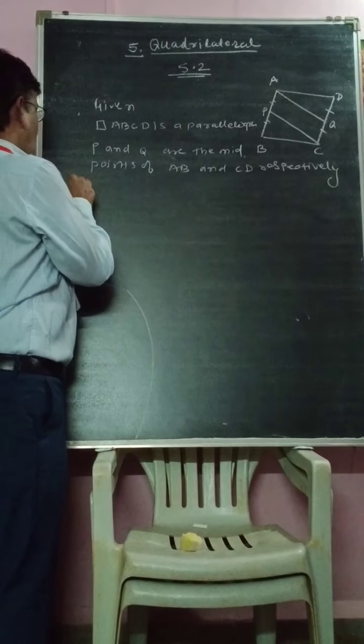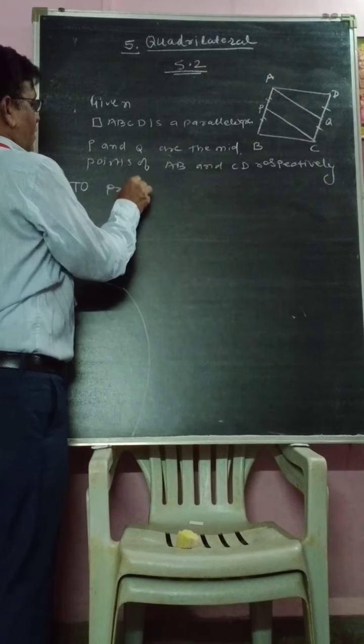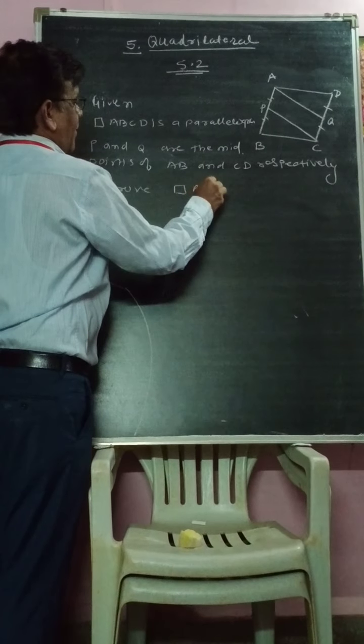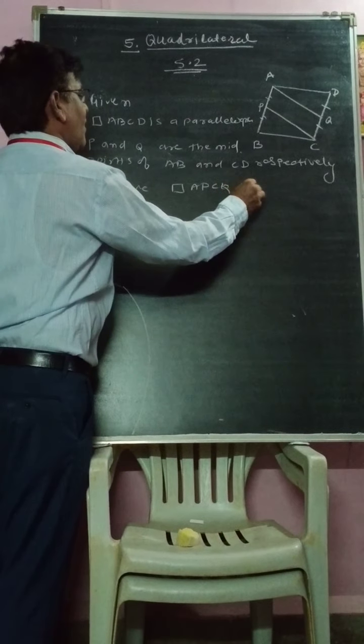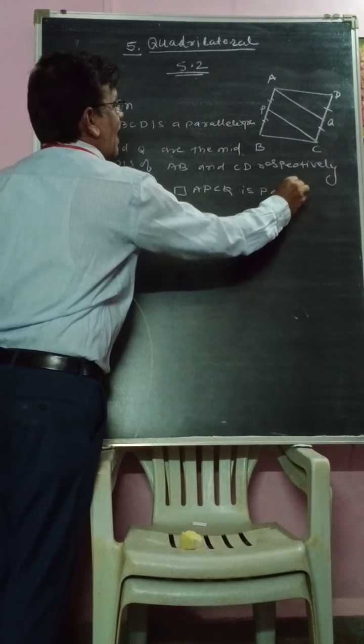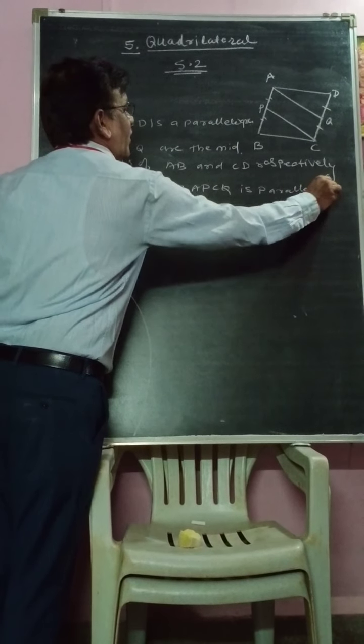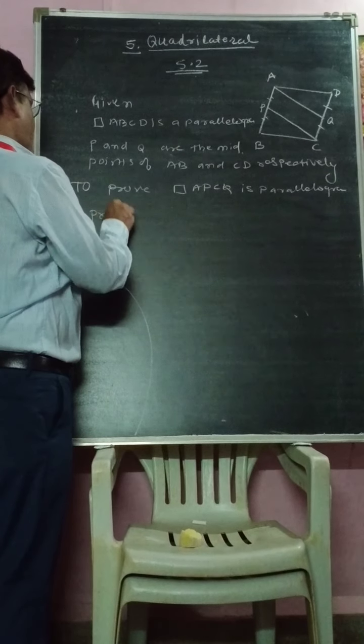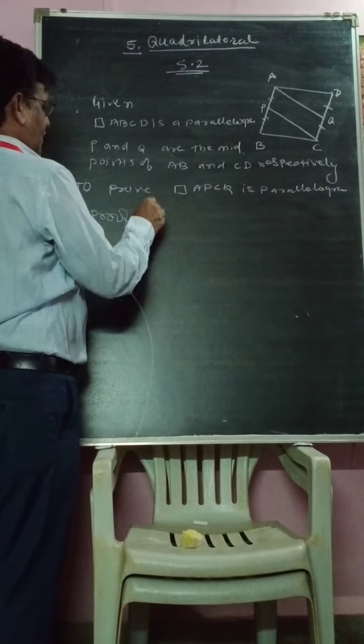Now you have to prove that APCQ is a parallelogram. To prove, what to prove? Quadrilateral APCQ is a parallelogram. You have to prove this one. Okay, now how to prove? Proof. See here how to prove.